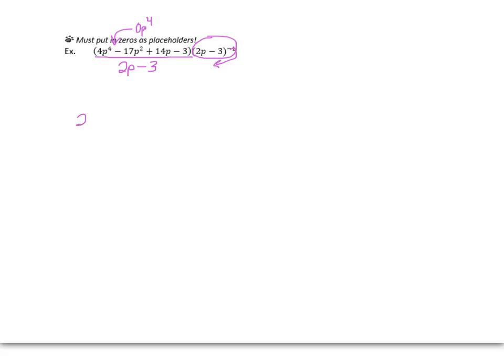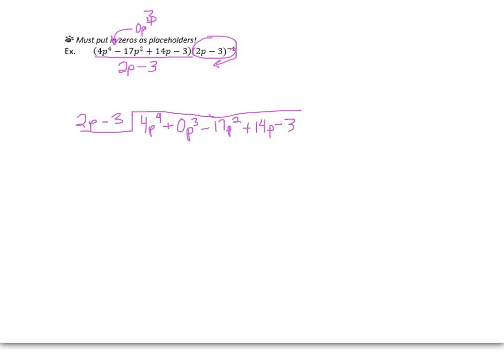So I'm dividing by 2p minus 3, and then into 4p to the fourth plus, oh, that's supposed to be cubed as a placeholder. I had a p to the fourth, I didn't have a p cubed. Plus 0p cubed minus 17p squared plus 14p minus 3. So this is just like the other ones were, so you might try to pause it and see how far you can get without me, and then let me catch up to see how you're doing.